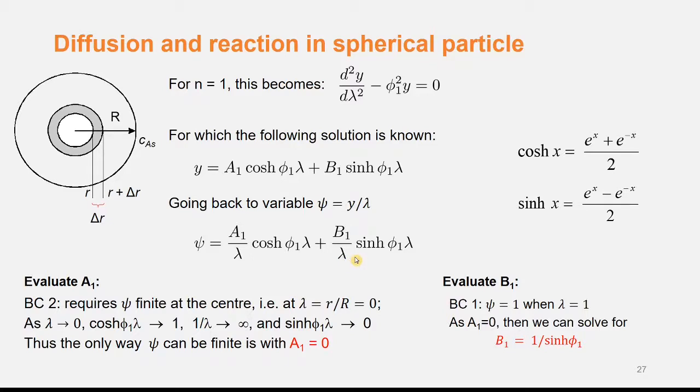We can only use the other solution, sinh of phi 1 lambda, which is the physical one. So now our solution is just psi equal to b1 sinh of phi 1 lambda divided by lambda. We can obtain the value of b1 from the other boundary condition, BC1, which says that psi equals 1 when lambda is equal to 1. Putting that into our solution gives us psi equal to 1 equal to b1 sinh of phi 1, which means that b1 is equal to 1 over sinh of phi 1.